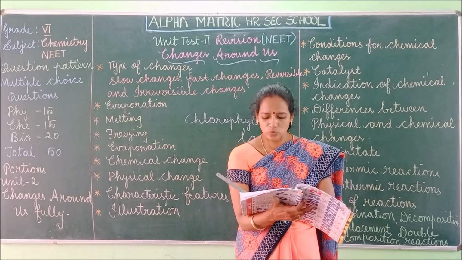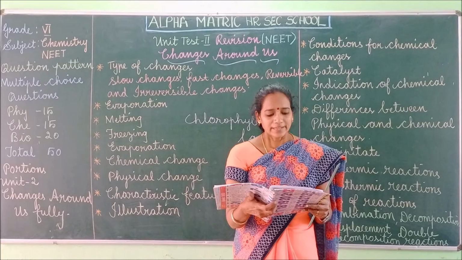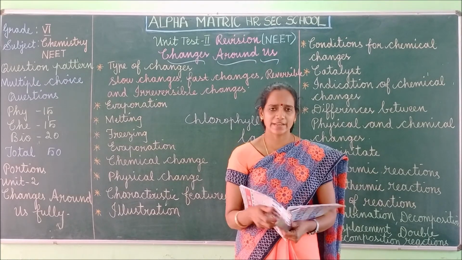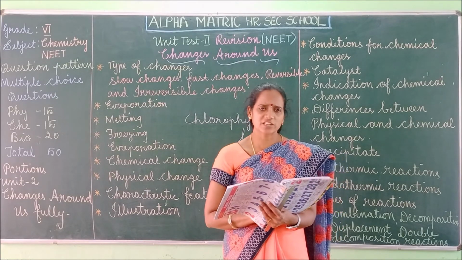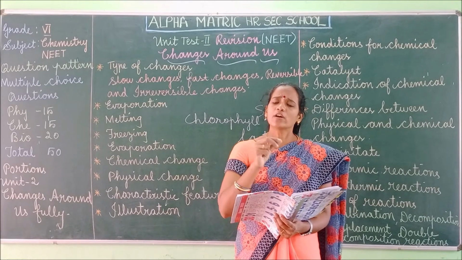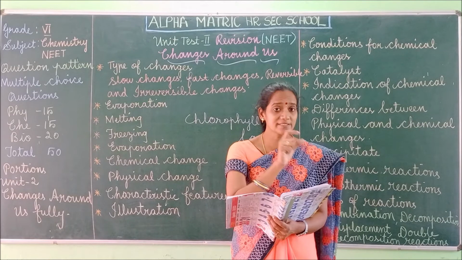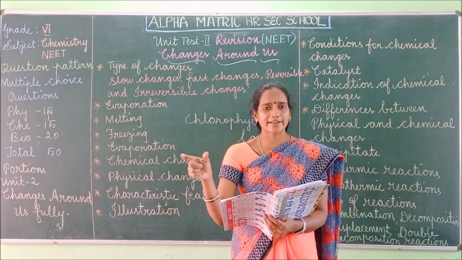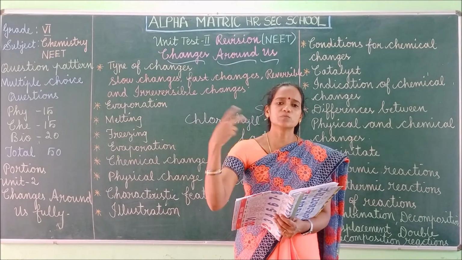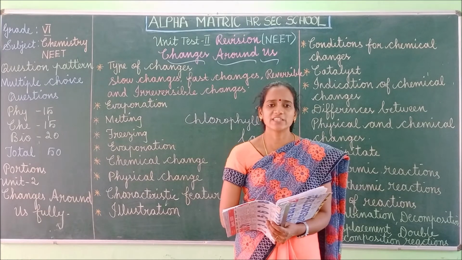Next one, come to page number 24. Types of chemical changes are given. First one, combination reaction. Combination reaction means what? It is a reaction in which one or more substances combine to form a product. That is, reactant gives product. Single reactant means single product. More than one reactant means more than one product you will be getting. Such reactions are called combination reaction.